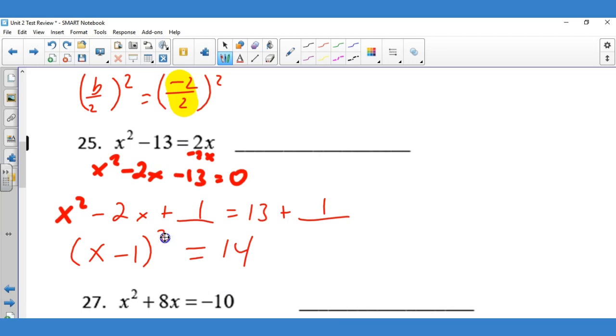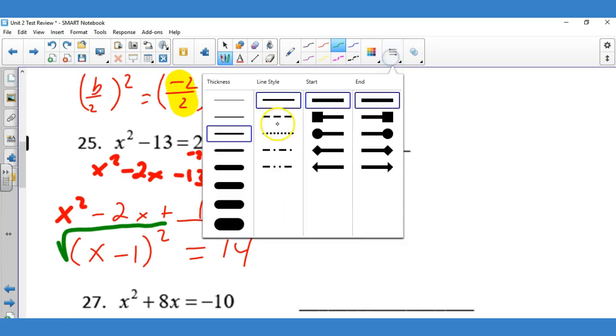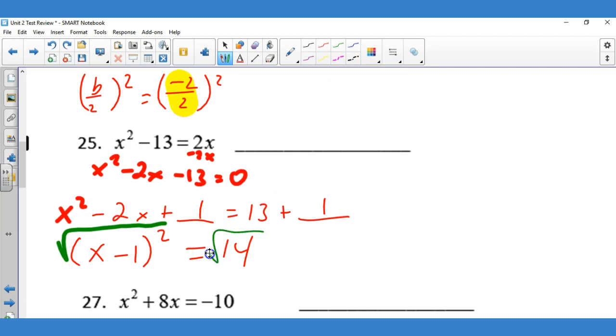So now we've got to get rid of this square right here. To do that, we're going to take the square root on both sides. Sorry about that, like a thinner line. Square root both sides. So we have x minus 1 equals plus or minus the square root of 14.